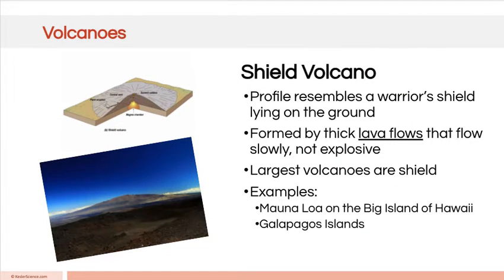Our third type is a shield volcano. The side of this volcano kind of resembles a warrior's shield lying on the ground, as you can see here, and that's where it gets its name. These are formed by thick lava that flows slowly, and it's not really explosive, so it just kind of oozes out. The largest volcanoes that we have are shield volcanoes. Examples include the Mauna Loa on the Big Island of Hawaii and the Galapagos Islands.